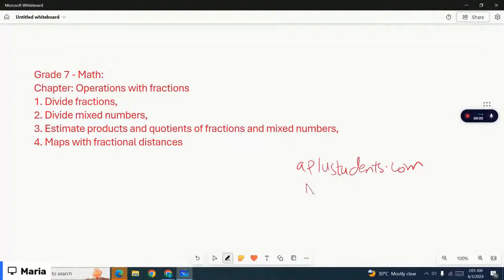Then you have to select math from the subject tab. Scroll down and then click on view all lessons. There you can find a list of the chapters.